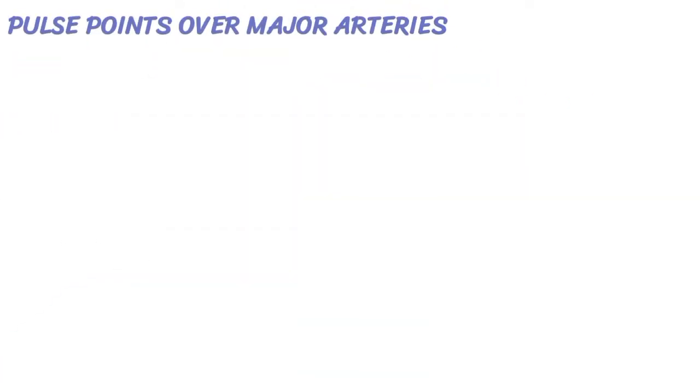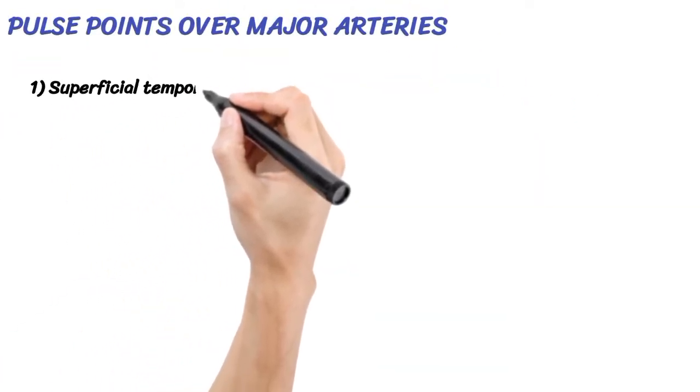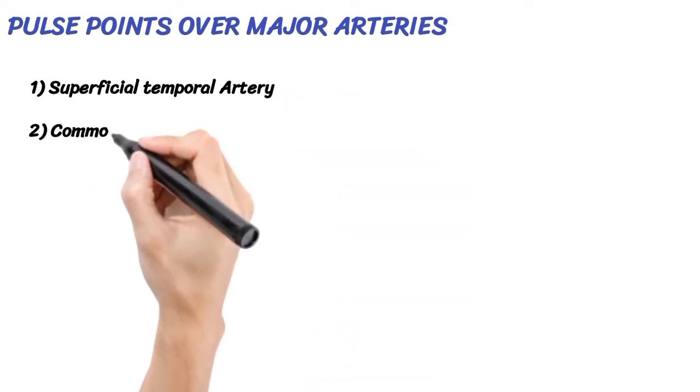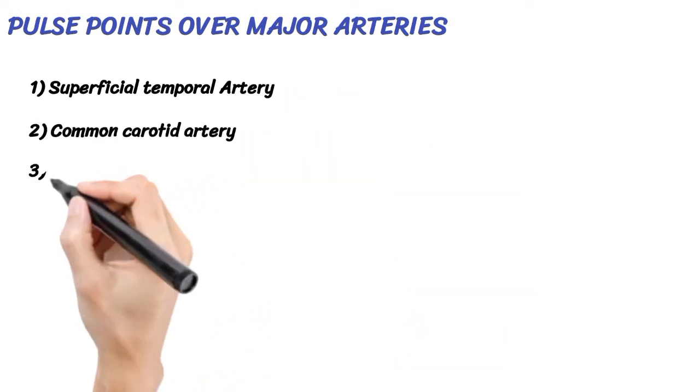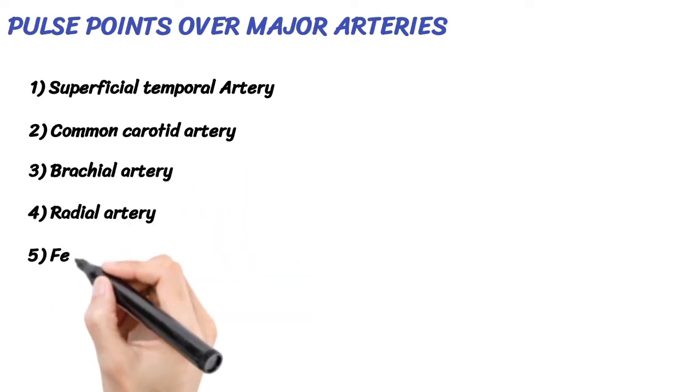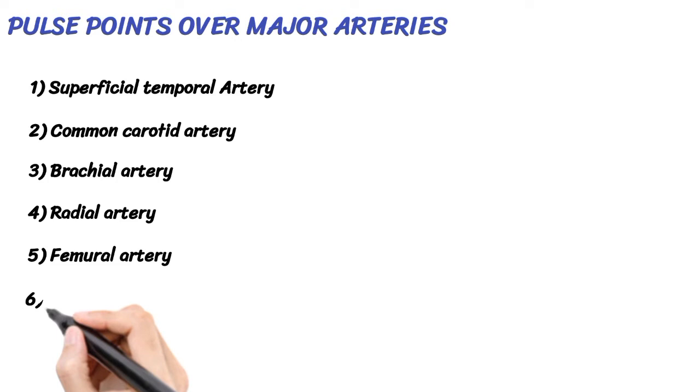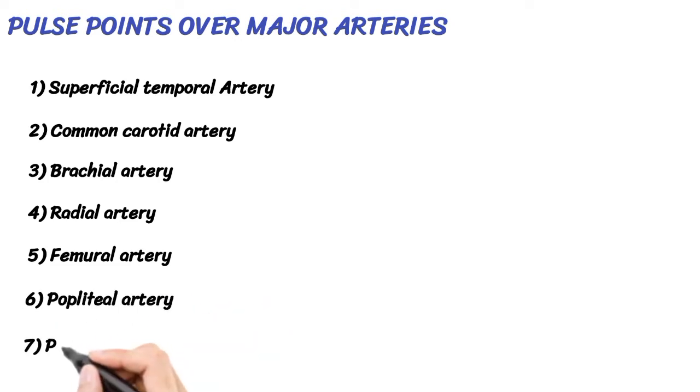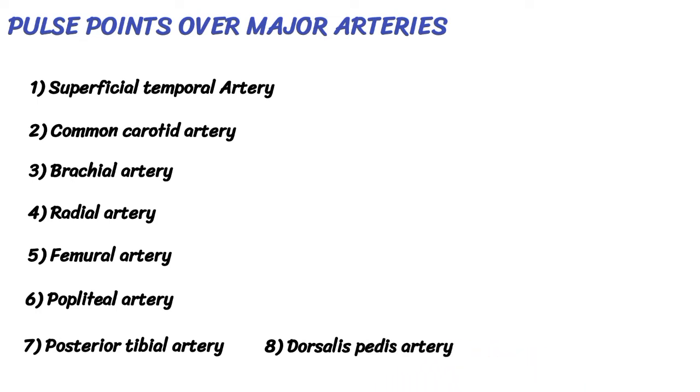Pulse points over major arteries. Superficial temporal artery. Common carotid artery. Brachial artery. Radial artery. Femoral artery. Popliteal artery. Posterior tibial artery. Dorsalis pedis artery.